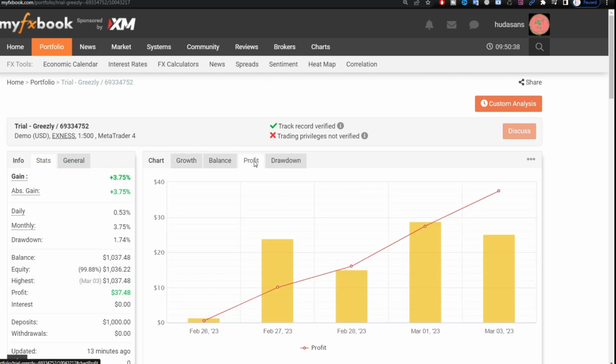You can also see here the profit growth. An average of $10 per day. On February 26th it wasn't too optimal because it started at the end of the day.